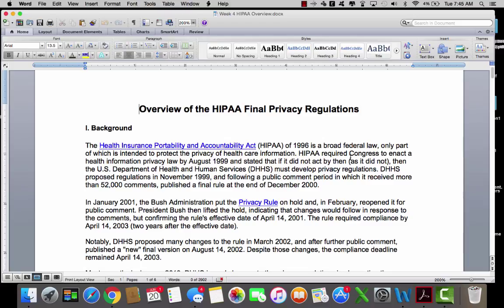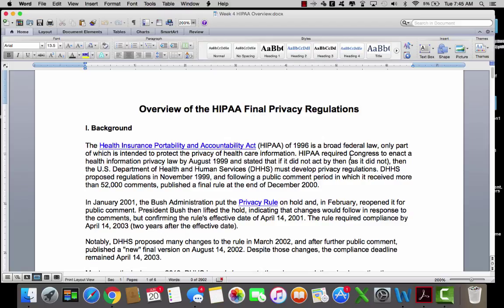So HIPAA actually came about way back in '96, Health Insurance Portability and Accountability Act. I will warn you, be careful of the spelling. It is commonly misspelled with two P's instead of two A's. That's one of my huge pet peeves. So there's only one P and there's two A's. So it's Portability and Accountability Act.